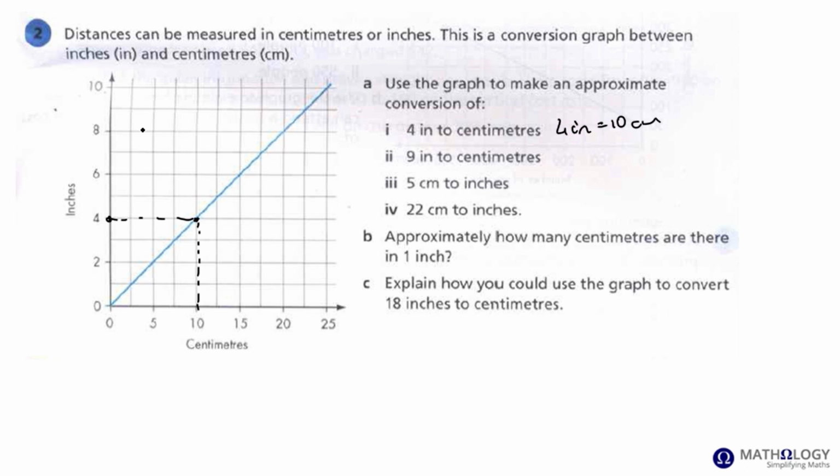9 inches to centimeters. 9 is over here. Then we move across to the straight line, make a mark on that function, drop a vertical down, and we get a value exactly between 20 and 25. So 9 inches will be 22.5 centimeters. 5 centimeters to inches. We go to the horizontal axis now.